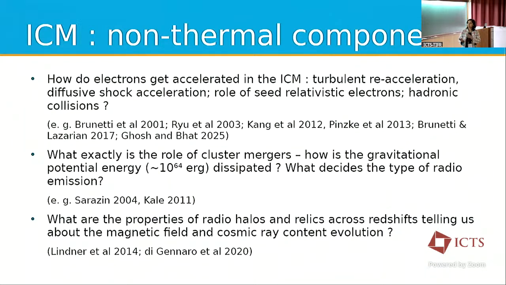So there are several open questions. They were mentioned in previous talks, but how do these electrons get accelerated? What is the role of cluster mergers? How much energy do they put in? How much goes into the non-thermal components? And what are the properties of these radio halos and relics across redshifts? This will allow us to probe the properties of the magnetic fields across redshifts and the acceleration processes.